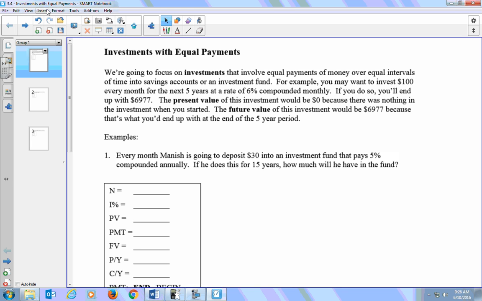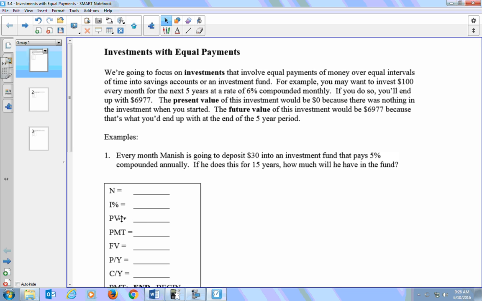In this lesson, we'll be looking at investments with equal payments, and basically all the same rules apply, except in the previous lesson, working with the TVM solver, we were gathering loans. So with investments, we're doing something different. We're paying money out, and our present value, unless we make an initial investment, we're usually starting at 0. And the future value is how much money we're going to end up with at the end of the period that we invest for.